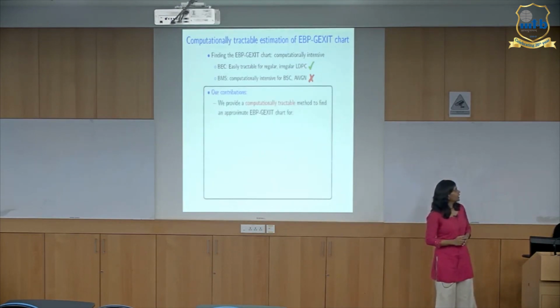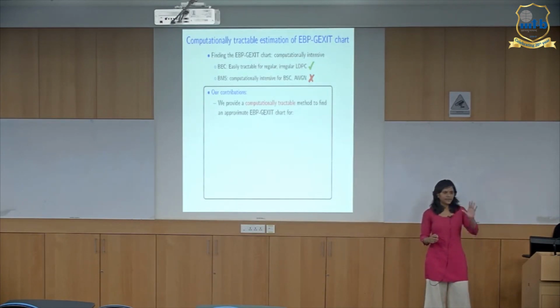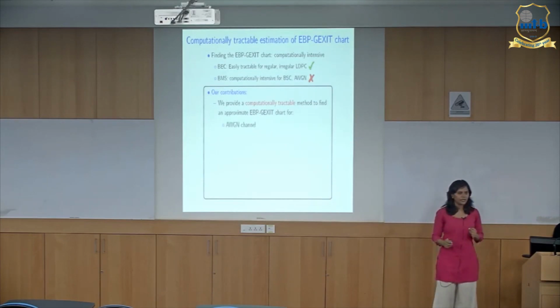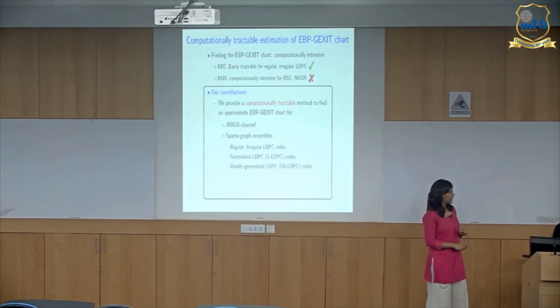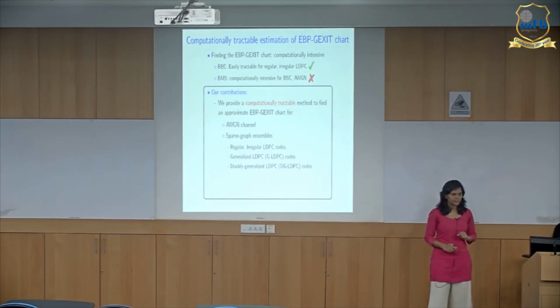What we do is provide a computationally tractable method to find an approximate EBP exit chart. Finding the exact EBP exit chart is not possible, so we find an approximate curve and then predict the MAP threshold. We do this for the AWGN channel, and we predict MAP thresholds for regular and irregular LDPC codes and some generalized and doubly generalized LDPC codes.